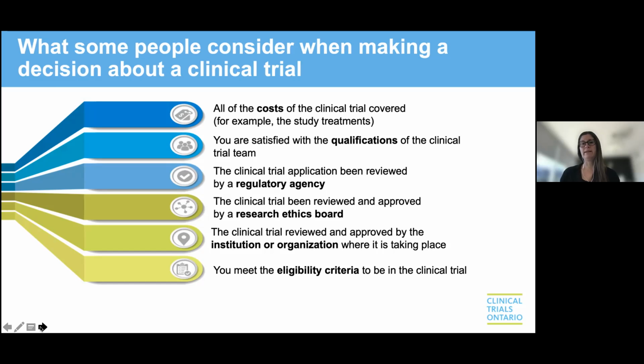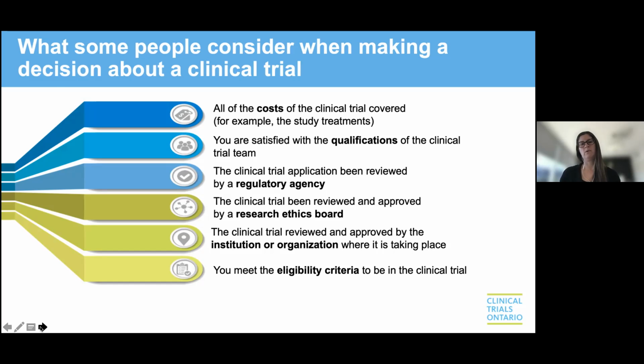Do your homework on the team. Are you satisfied with their qualifications? Have they been doing research in this area, or are they seen as experts in this area? What kind of affiliations maybe do they have with academic or community centers? So check that out. And then the clinical trial does have to be approved by a number of different, I'll call them groups. So one is Health Canada, the regulatory agency.